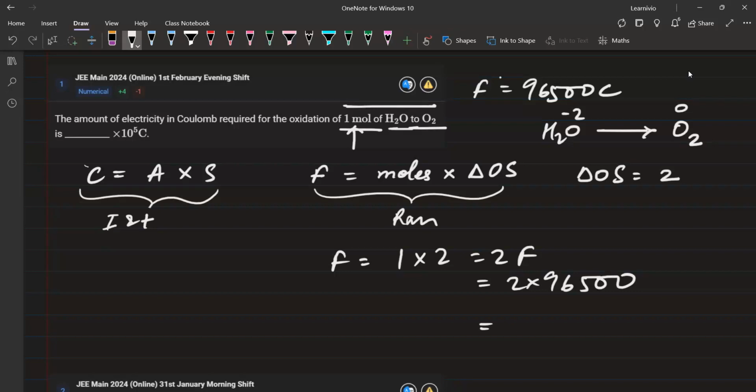Okay, write down both of these. C is equal to A into S, and F is equal to moles into delta OS.